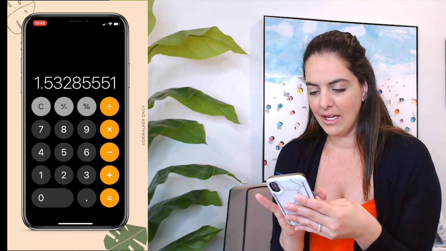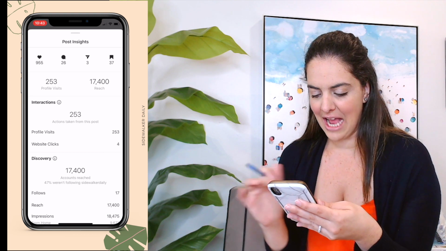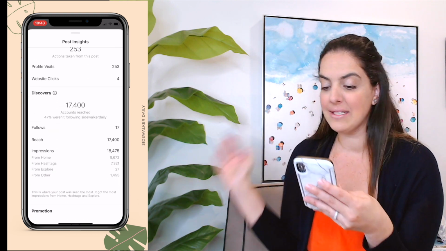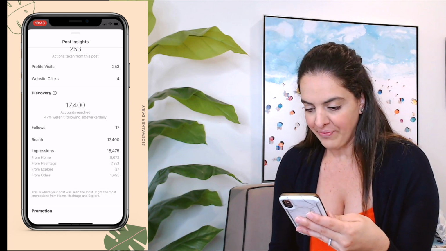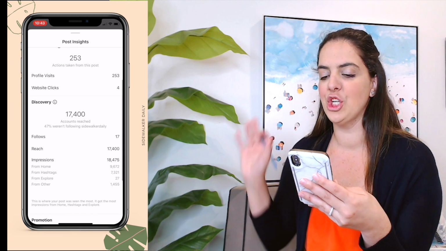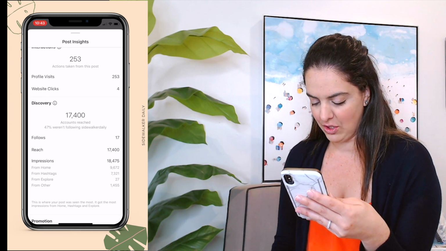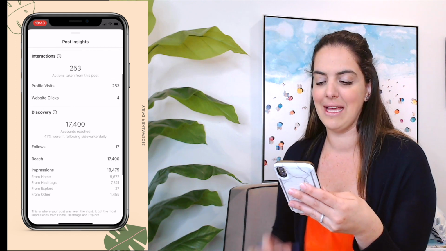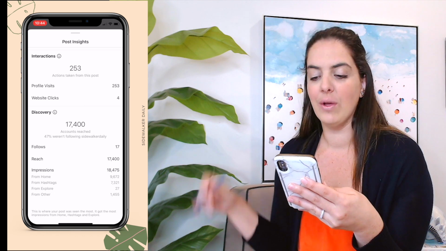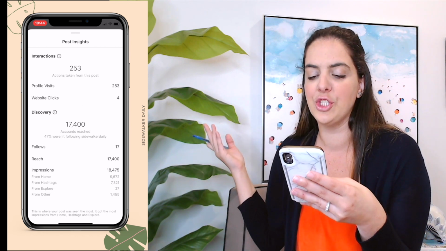So if we were to do it this way, this is what the engagement rate would come out to. Let's go back into our post, and let's look at the number of impressions this post got. So out of my 66,000 followers, 17,400 people saw it, that's the reach, but the impressions is the amount of times people have seen the post, which is 18,475. Let's try the second calculation I was telling you guys about, which is finding engagement rate based on the number of people who actually saw it.